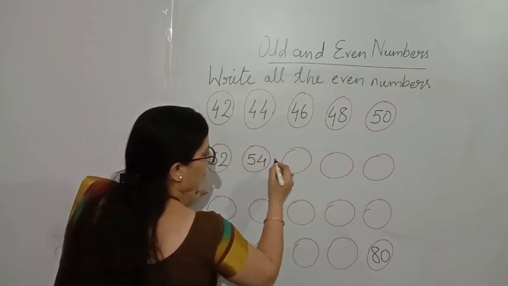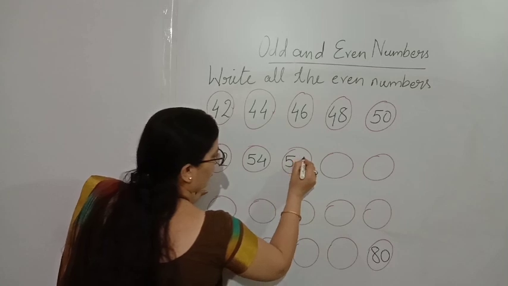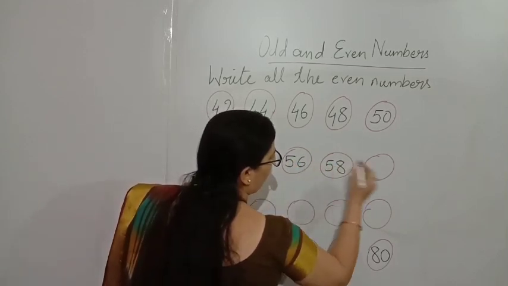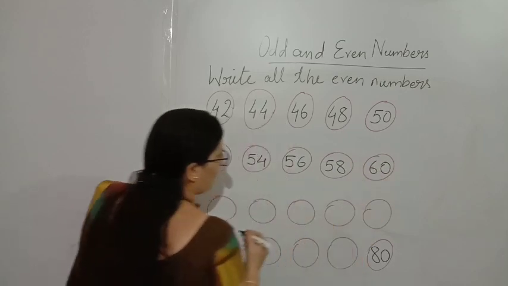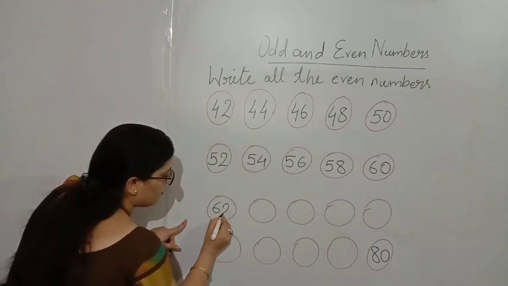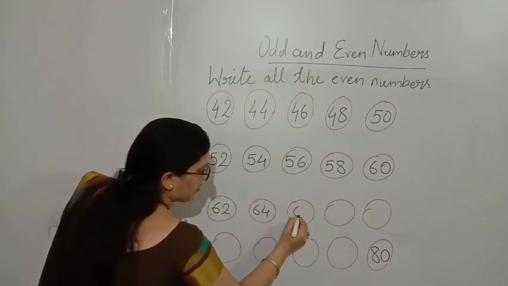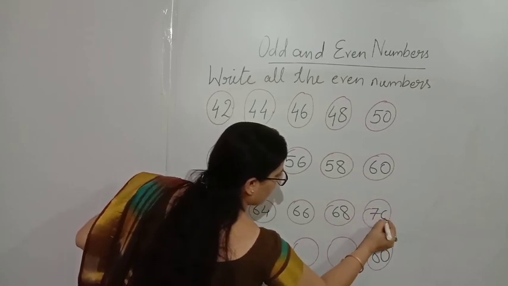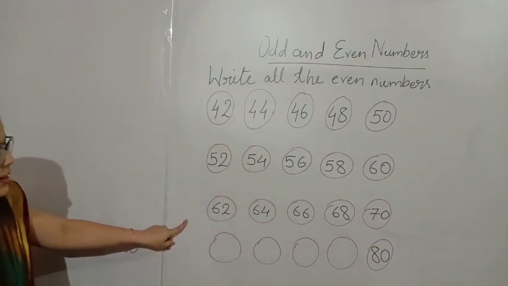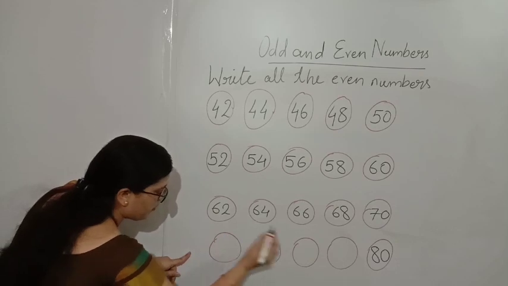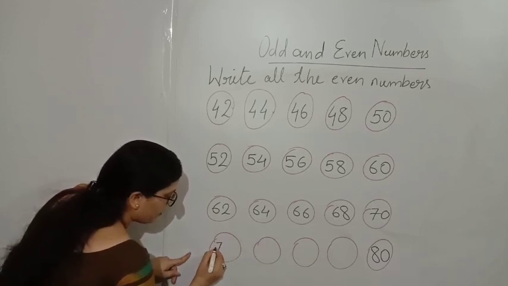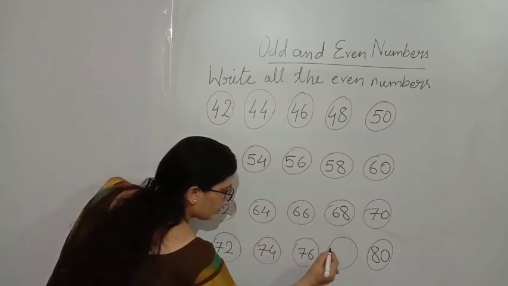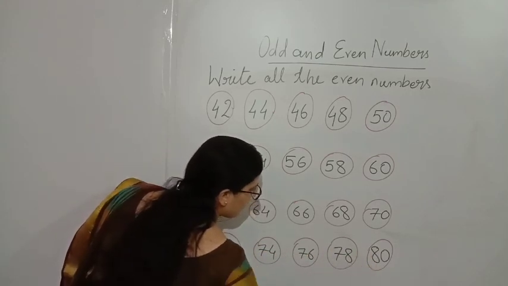54, skip 55, then 56, leave 57, then 58, and then 60. Then 62, 64, 66, 68, and 70. Then the last line. After 70, skip 71, then we'll write 72, 74, 76, 78, and the last is 80.